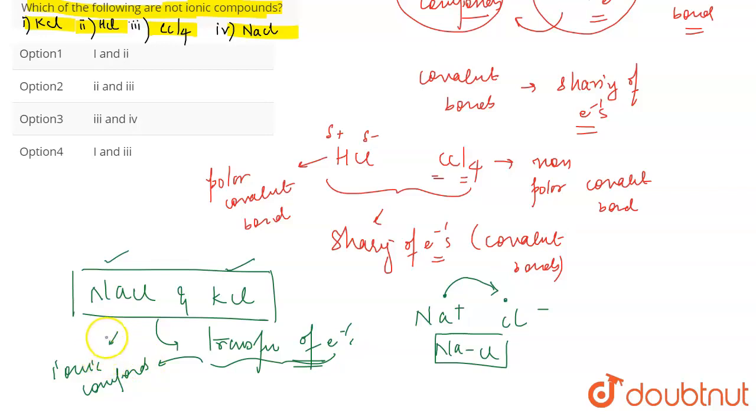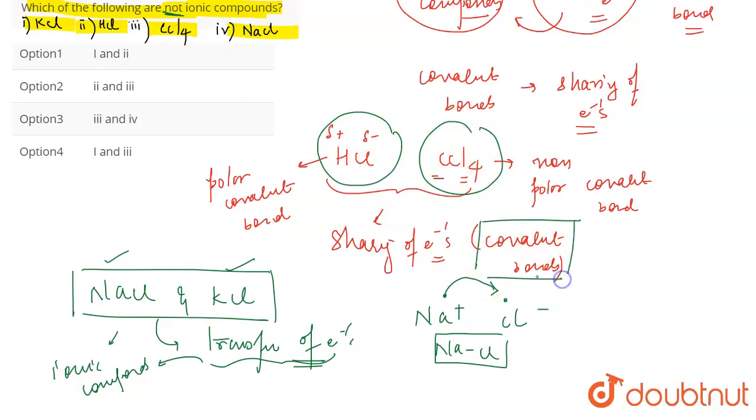So the question is, which of the following are not ionic compounds? So HCl and CCl4 are not ionic compounds. They are covalent compounds because they are formed by covalent bonding, sharing of electrons. So the correct answer will be 2 and 3, which is given in option number 2. So that will be the correct answer for this question.